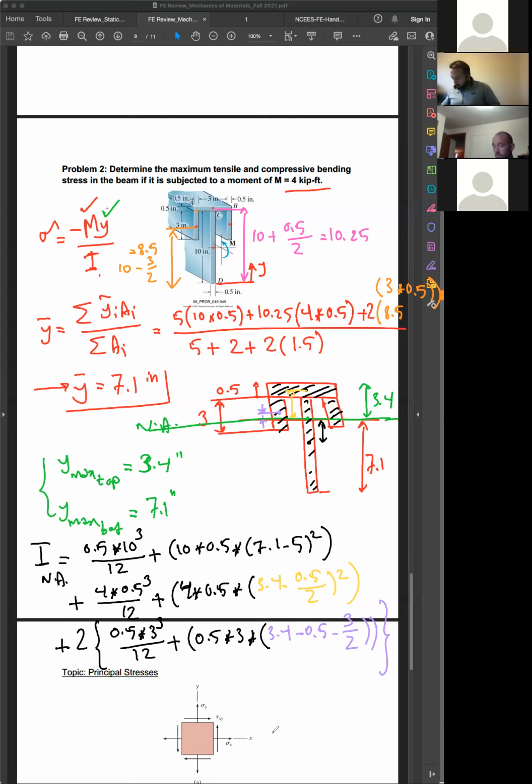plus 2 times half times 3 to the power of 3, which would be 27 over 12, plus 2, 85.85 plus 2 times half times 3 times 3.4 minus half minus 1.5 squared. I got 91.73.